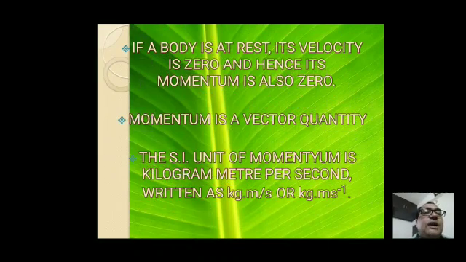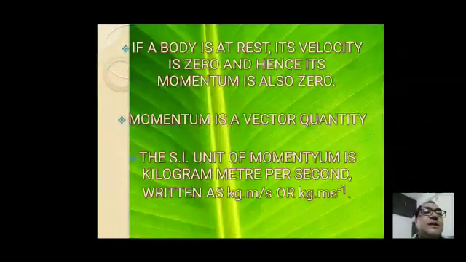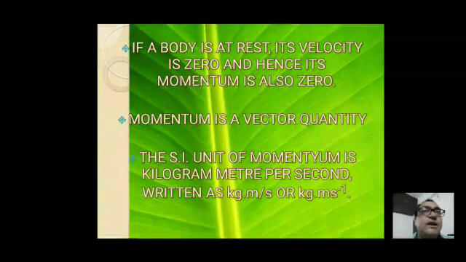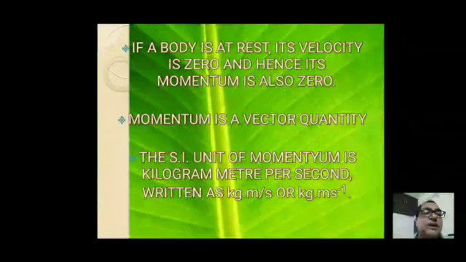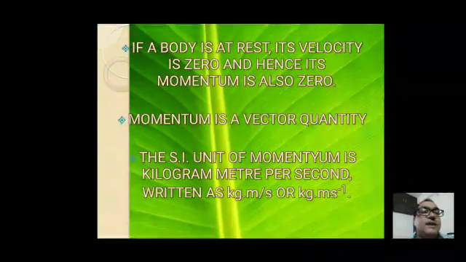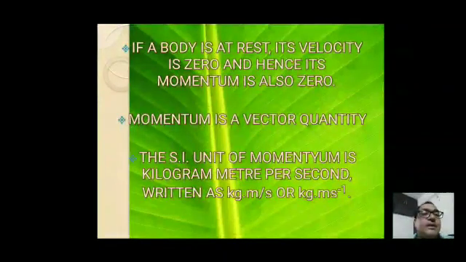Students, if the body is at rest, its velocity is 0 and hence its momentum is also 0, because it is not moving: its velocity is 0 and its momentum is also 0. Momentum is a vector quantity. Students, momentum is a vector quantity. The SI unit of momentum is kilogram into meter per second, written as kg into meter per second or kg into meter into second inverse.